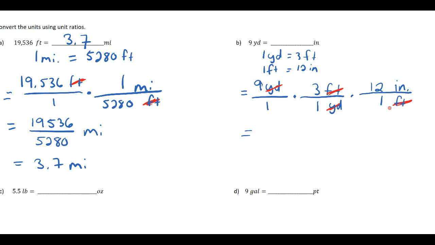So I'm going to multiply 9 times 3 times 12, and I will get 324 inches over 1. So that means it's 324 inches. So 9 yards is 324 inches.